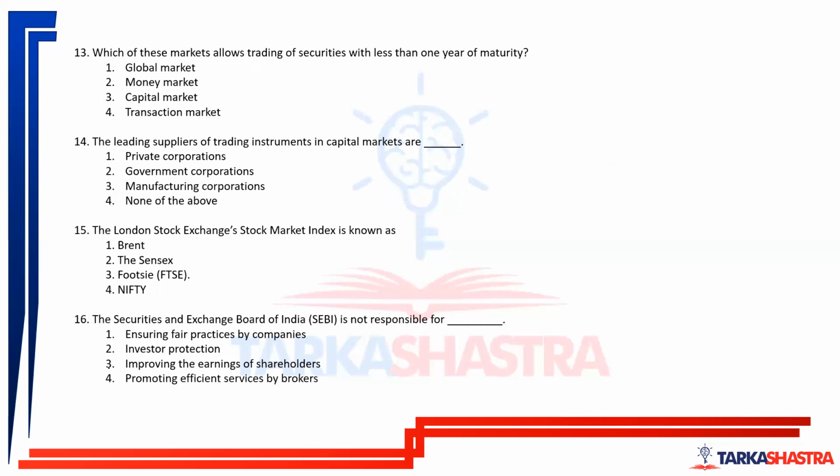Which of these markets allows trading of securities with less than 1 year of maturity? So that is money market. Money market will include all the transactions that you can do through money, like banks, the FDs you make. All these are money market.